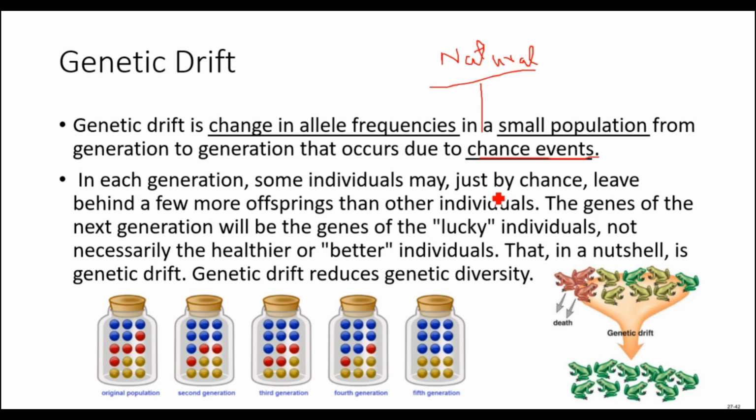In each generation, some individuals may just by chance leave behind a few more offspring than the other individuals. The genes of the next generation will be the genes of lucky individuals, not necessarily the healthier or better individuals. So it doesn't depend on whether the dominant allele or the best fitted alleles will be transferred or the weaker alleles will be transferred. It is a chance event. Only lucky alleles or lucky genes will be transferred, the lucky ones which survived the chance event or natural catastrophe. Those genes will survive and be shifted to the next generation.